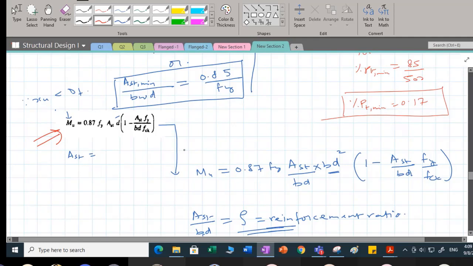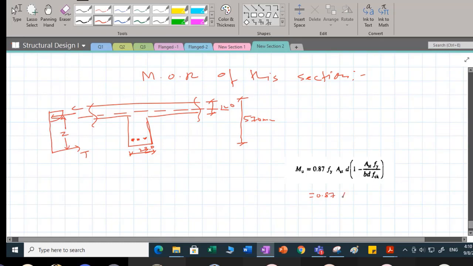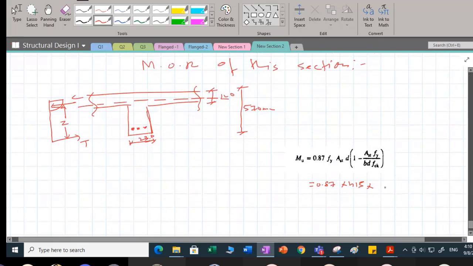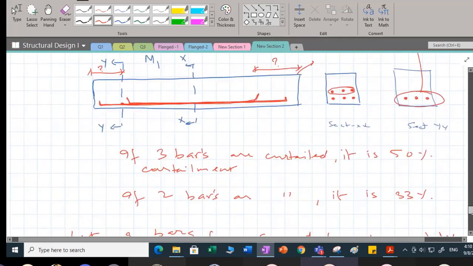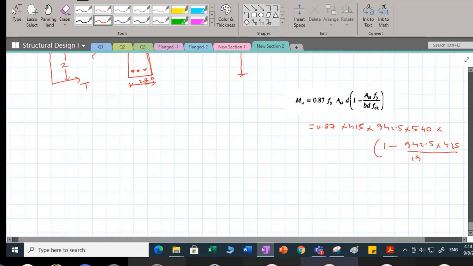So if you use this formula, how much is the answer? Mu equal to 0.87 into 415 into the AST. AST was 942.5. Effective depth D, how much was it? 540, right? 540 into 1 minus 942.5 into 415 divided by B, which will be the effective width of flange. So it was 180.34 kilonewton meter. How much is it coming?